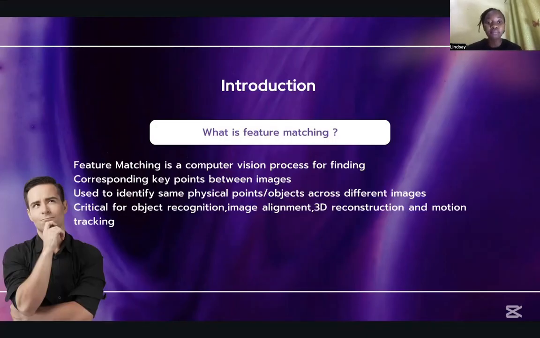Even if someone has taken the image at a different angle, or the image is uploaded in a rotated way, this feature should be able to recognize that this is still a nose, this is still a cheekbone, this is still an eye, this is still lips. So this is why it's very important, and that's why we're going into depth with it. The primary goal is to identify the same physical features or objects across the different images. Let me go to the next page.